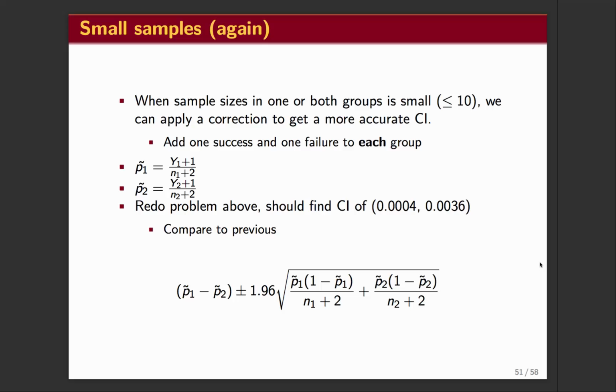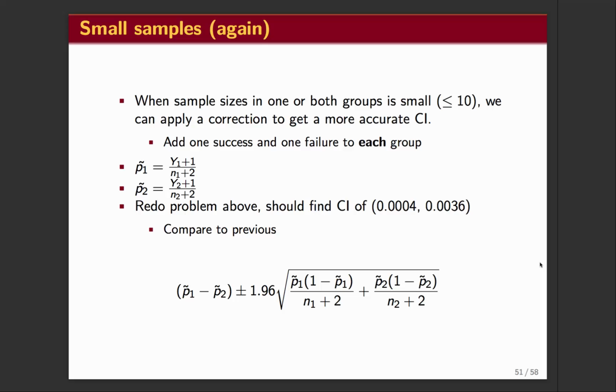Question? With the single proportion, you're adding 2 successes and 2 failures. Yes. Yes, to each group. So in both cases we are adding 2 successes and 2 failures. In the second case, with 2 groups, we're just distributing those across the 2 groups.